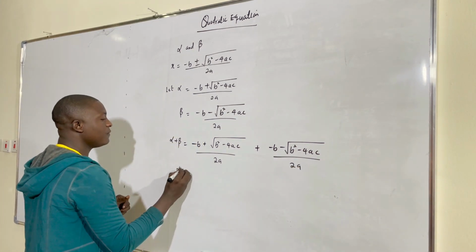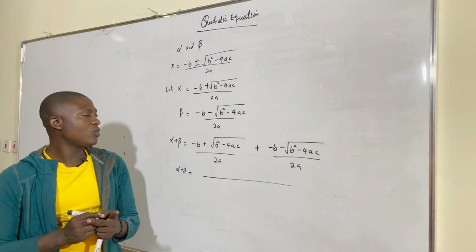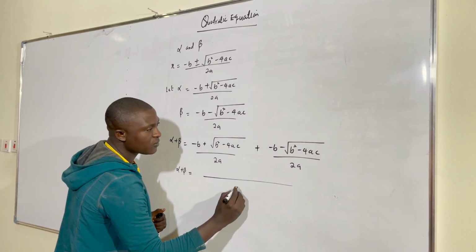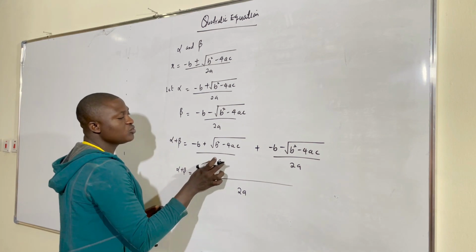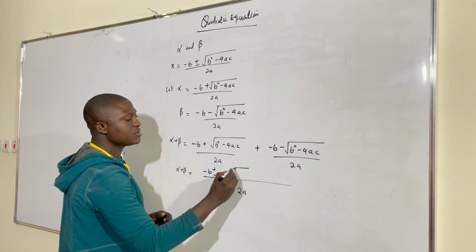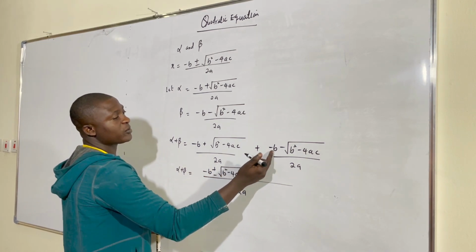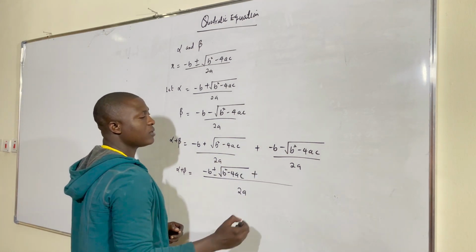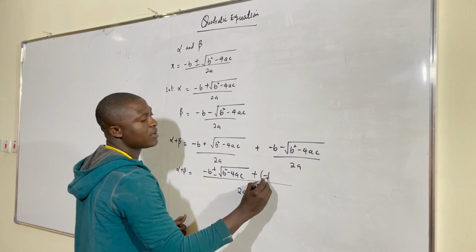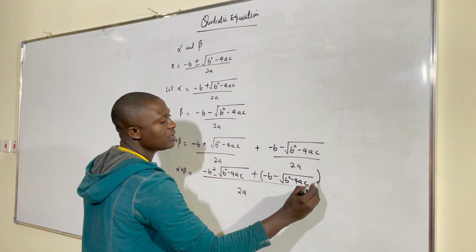So by taking the LCM of this, you can see what we have here is 2a, and at the same time what we have here also is 2a. Now, the LCM of 2a and 2a, of course, is going to be 2a. 2a in 2a is going to be 1, then times this, I can have minus b plus the square root of b squared minus 4ac. You can see this is positive and negative. Okay, don't worry, let's go about that. 2a in 2a is going to be 1. I can have this one to be minus b minus the square root of b squared minus 4ac.